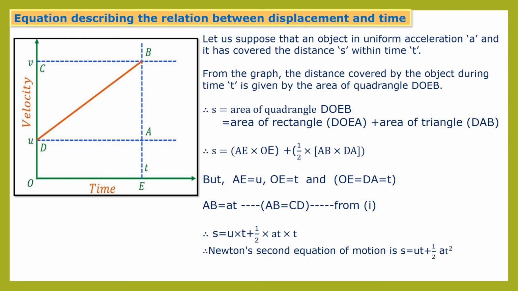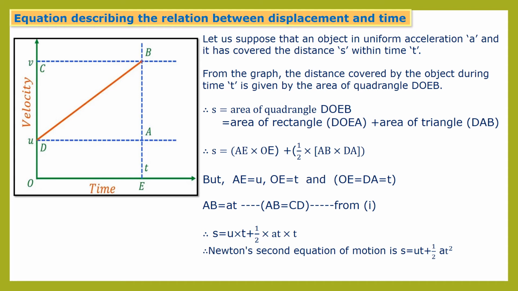When you see this quadrangle DOEB, children, you will understand it is a combination of a rectangle and a triangle. So we first calculate the area of the rectangle, then the area of the triangle, and then add them to get the area of quadrangle DOEB. Therefore area of quadrangle DOEB is equal to area of rectangle DOEA plus area of triangle DAB.